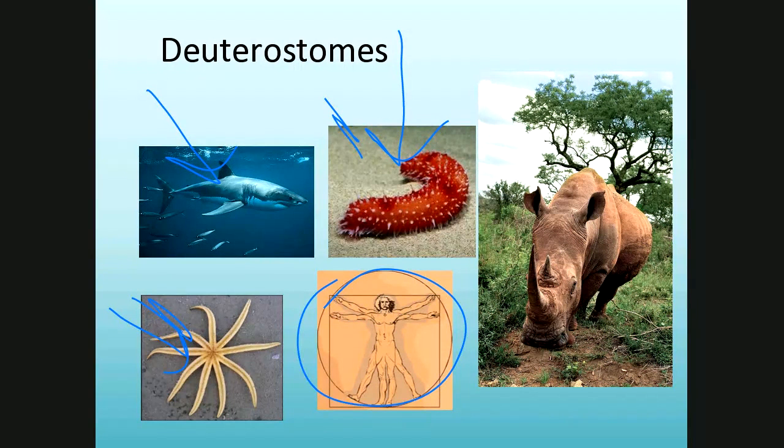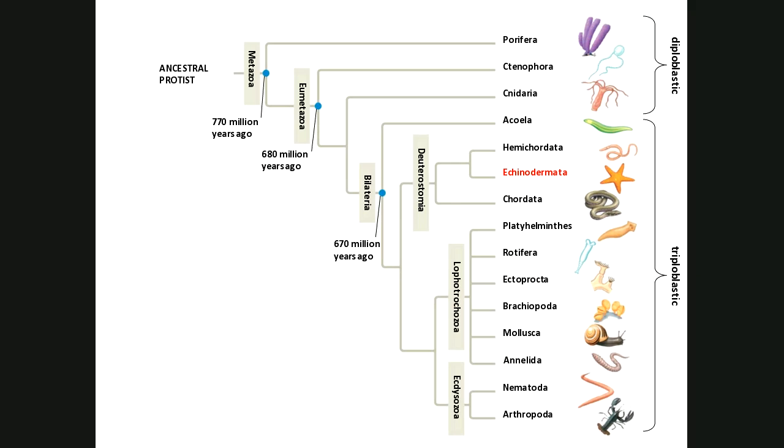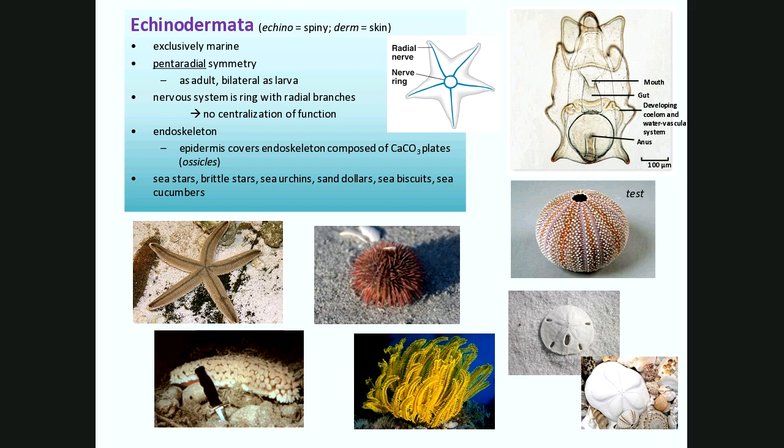All right. Let's look at the echinoderms first. We'll just do the echinoderms today. Echinodermata means spiny skin. Echino is spiny, and derm, of course, is skin. They are exclusively marine. No freshwater echinoderms.